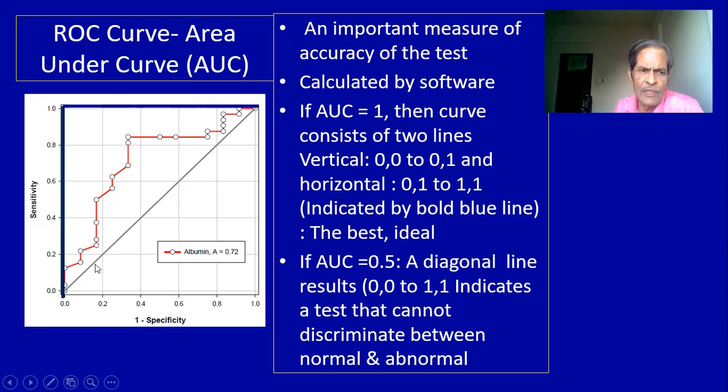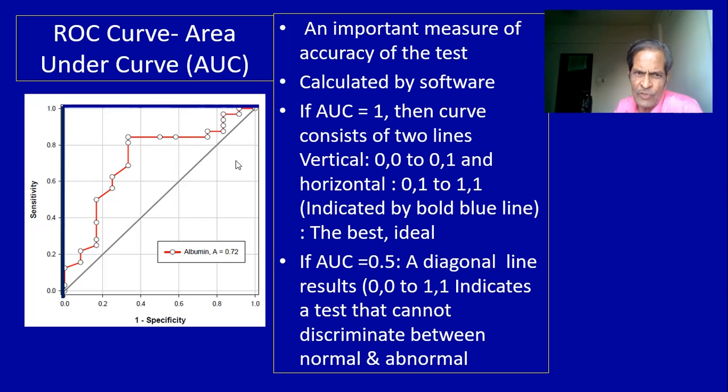If we get a curve something like this, it indicates that the test cannot discriminate between a normal and abnormal person, or the person with the disease and the person without the disease. The new test will not be able to discriminate. If the curve is something like this, then we will say that it is the best and the ideal, and the results are almost identical to the gold standard. So these two are the extreme cases that we obtain. We may obtain a curve something like this over here, but those tests are practically useless tests.